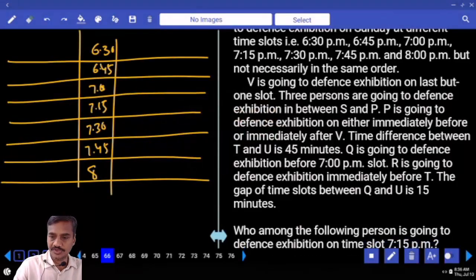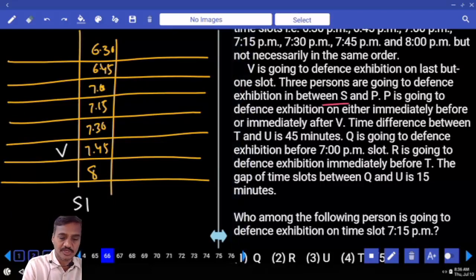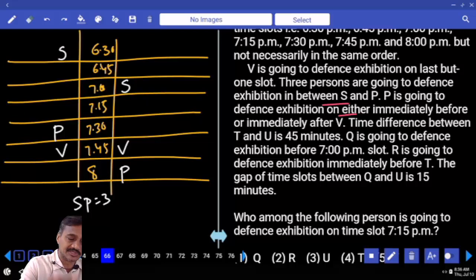Now V is going to defense exhibition on the last but one slot. Hence we must be here. Isn't it the last but one slot? That is at 7:45. And 3 persons between S and P. In between S and P, how many people are there? Exactly. And P is going to the exhibition either immediately before or immediately after V. So P can be immediately before or P can be immediately after. Then between S and P, how many are there? There must be exactly 3. Now in this case, between S and P, there must be exactly 3.